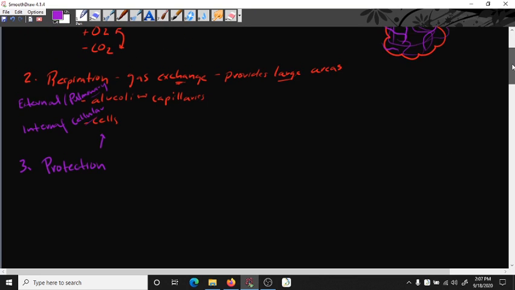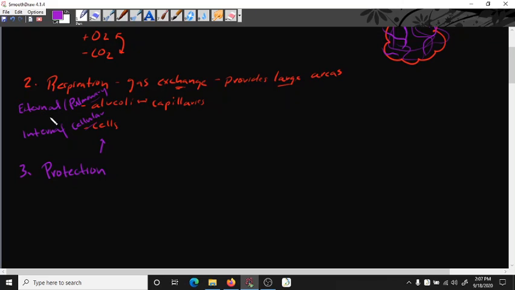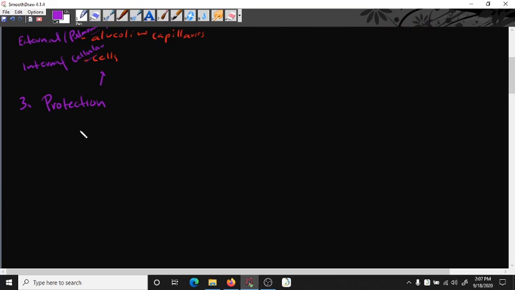Three. The major function is protection. The system is designed to protect these areas, right? We need to protect, especially in our alveoli, in our lungs, those very delicate alveoli from anything that could harm them. And what we mean, we're going to protect them from debris.